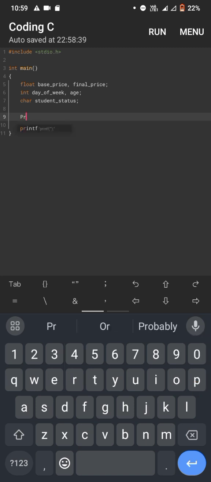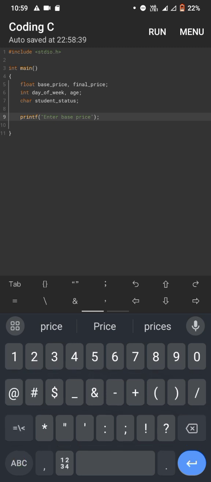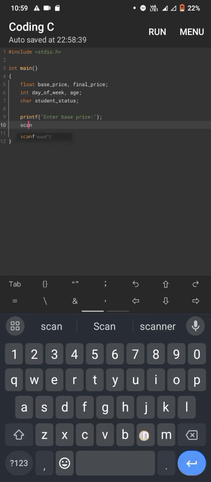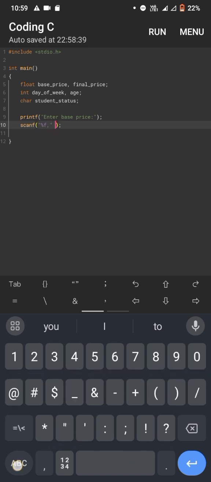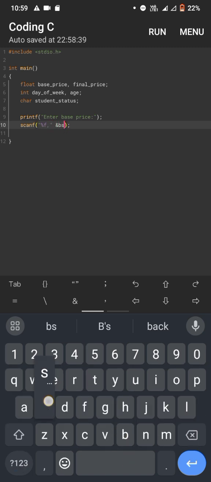So let's input: printf enter base price, then scanf, and the base price.